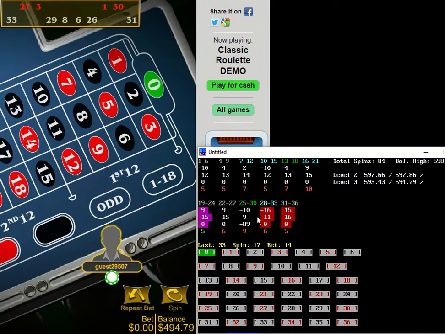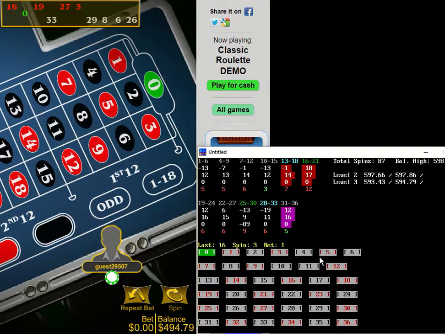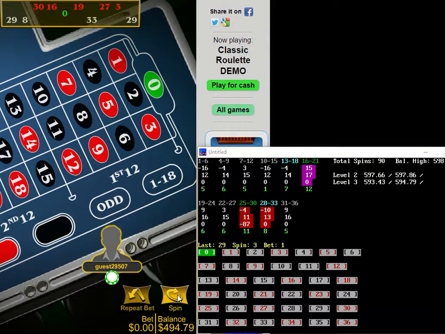Now the neighbor has even risen up. Okay, so now we have 31 to 36. Okay, so just keep spinning, extending the sequence length. That's what we're doing. And it looks like 16 to 21 now. Powerful flow right here on 25 to 30. Yep, 25 to 30 is lighting up here. So now our king of the hill is 16 to 21.